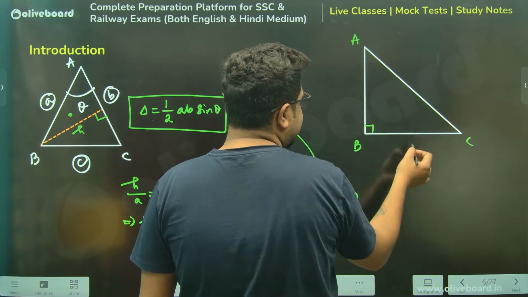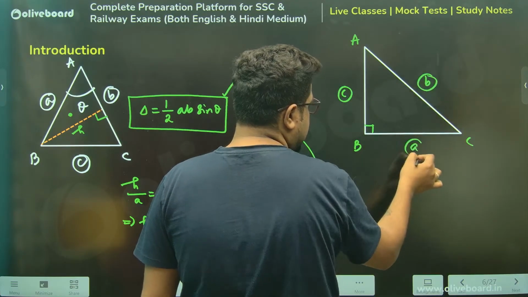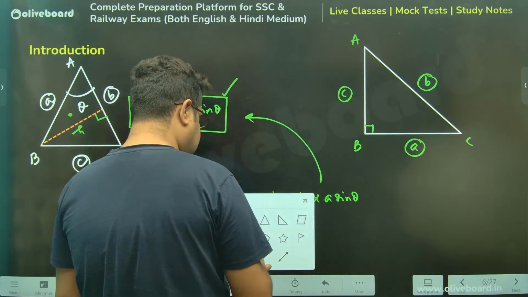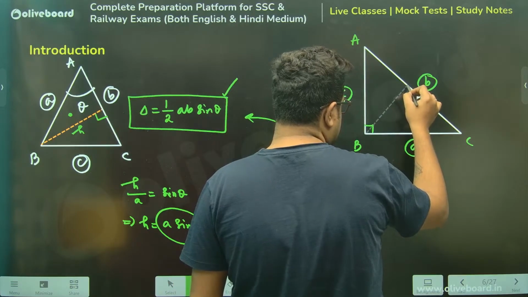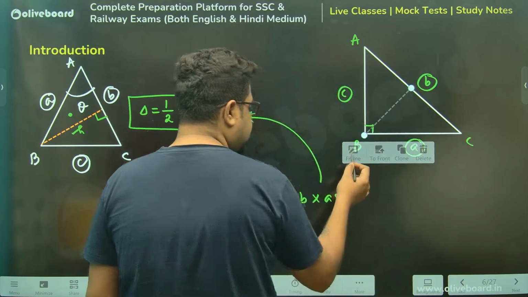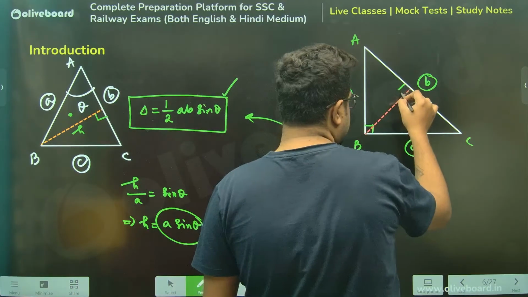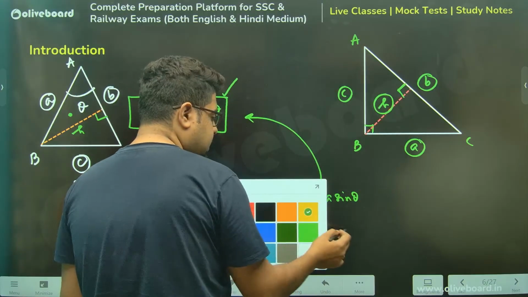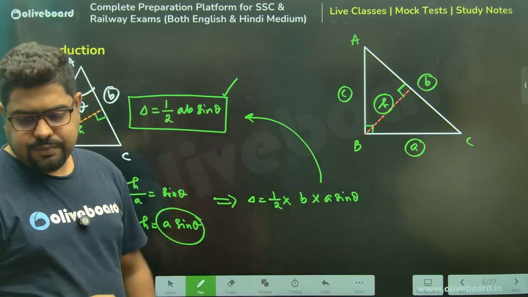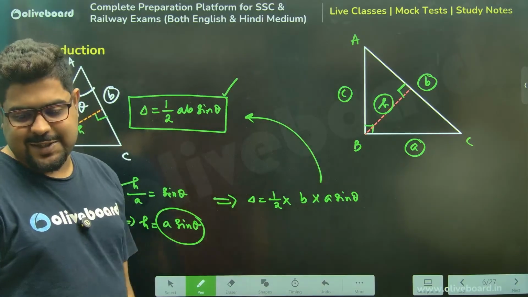Right? This is given as A, this is given as C, and this is given as B. You have dropped a perpendicular from here to here. They're asking you to find this H. Sir, how can you do this? How can you find the H? These are all questions, very good quality questions.